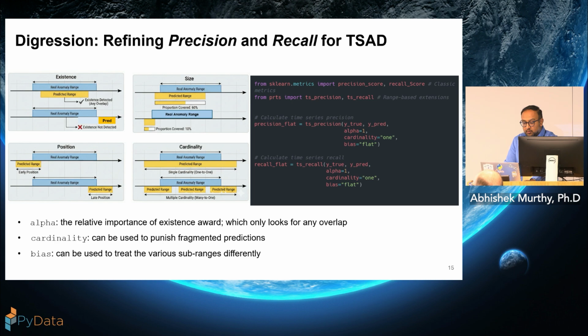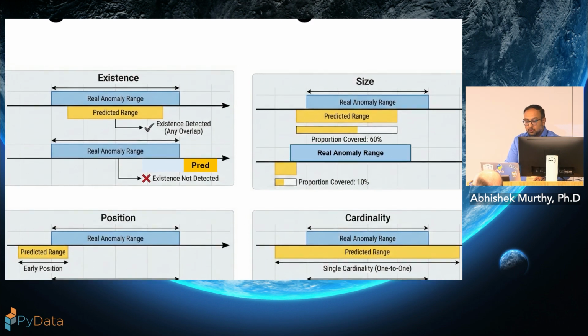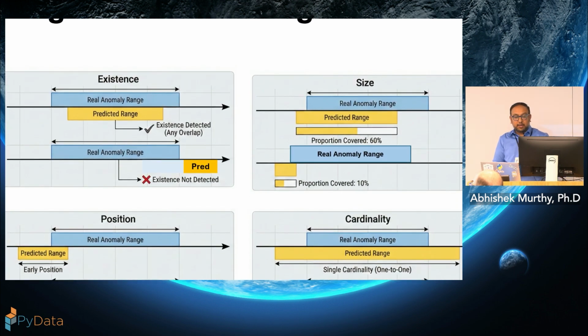Firstly, you want to reward the algorithm if it predicted and caught at least some of your anomaly. As long as even a sample of your anomaly ground truth was predicted by the algorithm, you want to reward it. That's known as the existence reward. As long as it detects the existence of the anomaly correctly, you reward the algorithm. If your prediction completely misses the real anomaly, you don't give it any existence reward.